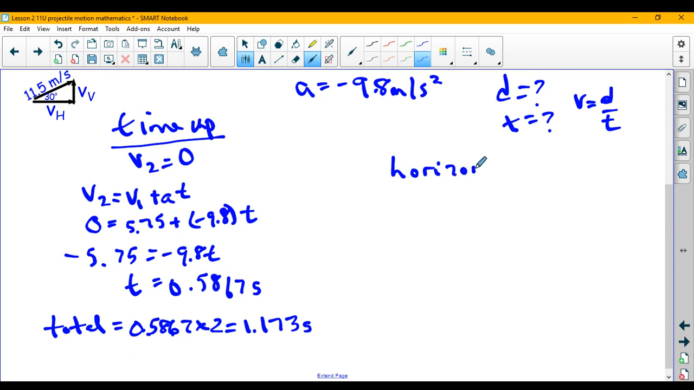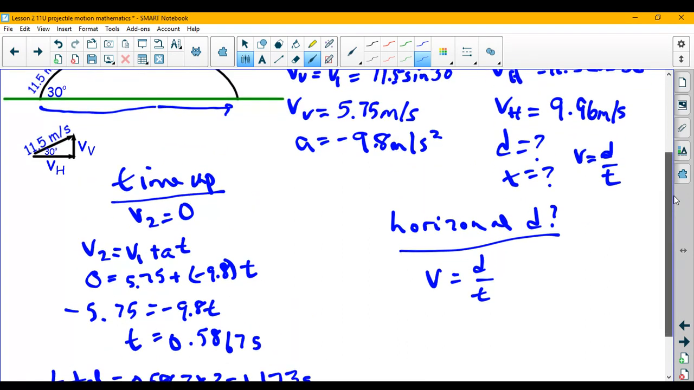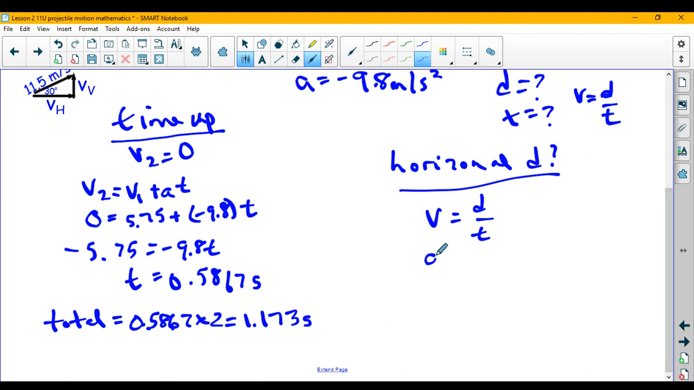So horizontal, I'm going to find the horizontal d. So I'm going to find, using v equals d over t, my number. I know horizontally I already found my velocity to be 9.96, so we're going to use that. Make sure you use the right one. Over d, and make sure you use your total time, not your half time. You doubled it, right, for a very good reason. So we're going to multiply those together and we'll find my distance.